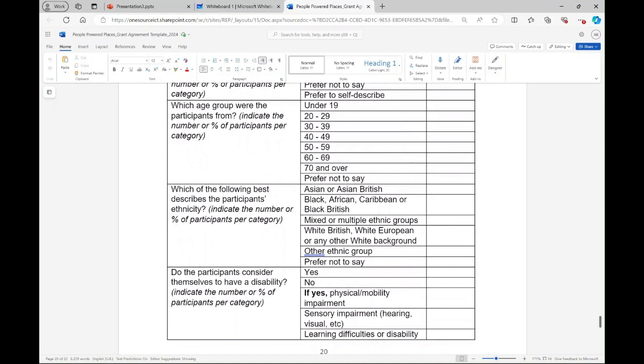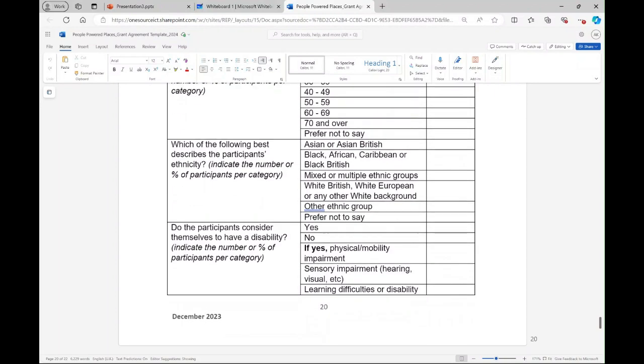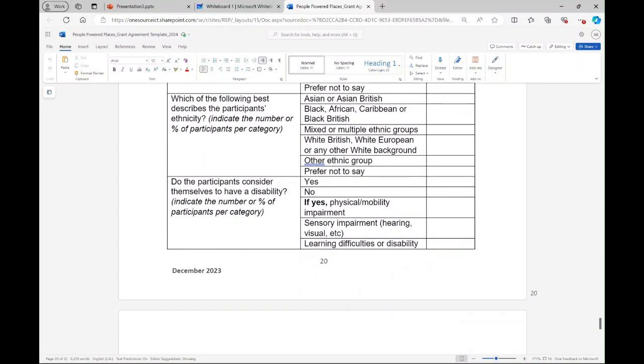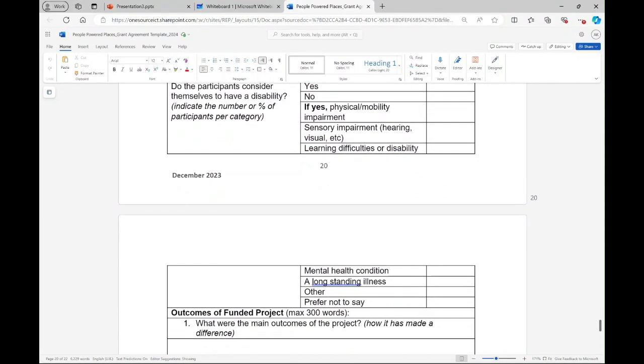Again, age group, if you were working with children and young people under 19, you could put 100% under 19, or if it was a split across, you may know the numbers or provide a percentage. So that goes for ethnicity and disability as well.